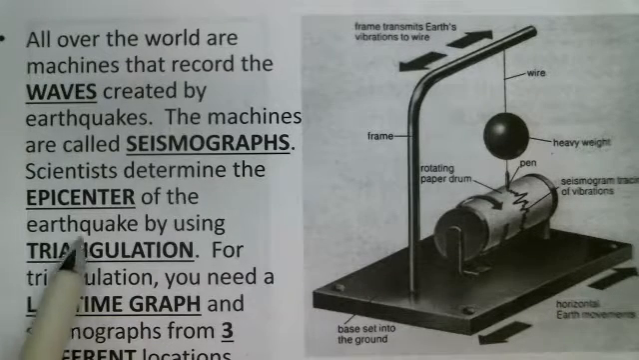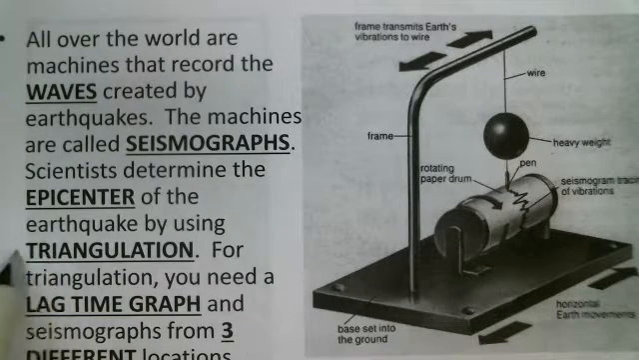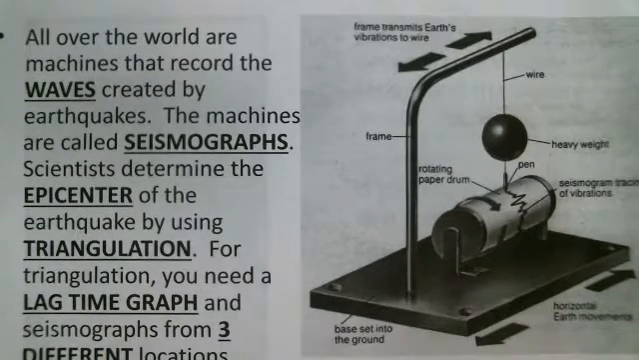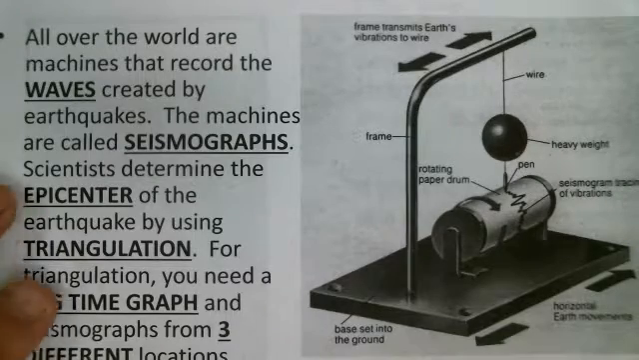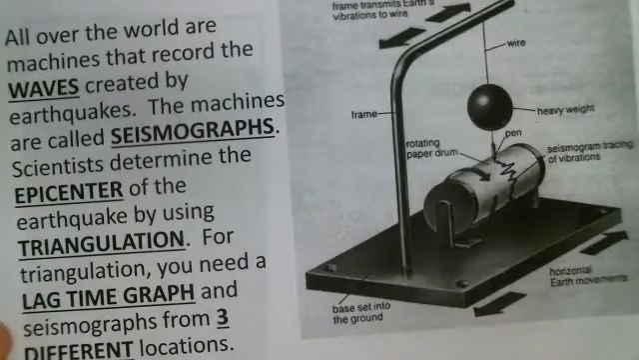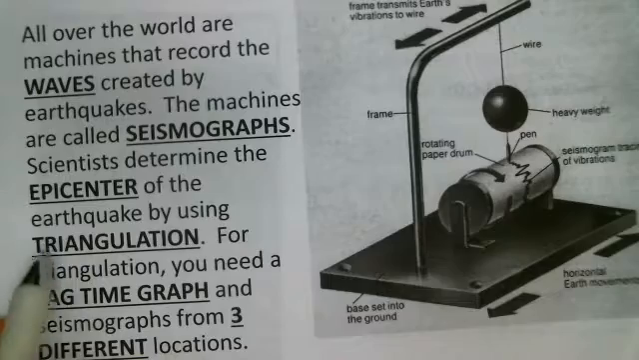The word triangulation has the TRI in the middle. That refers to the fact that we need 3 different locations in order to figure this out. We look at the earthquake from 3 different perspectives. Triangulation.